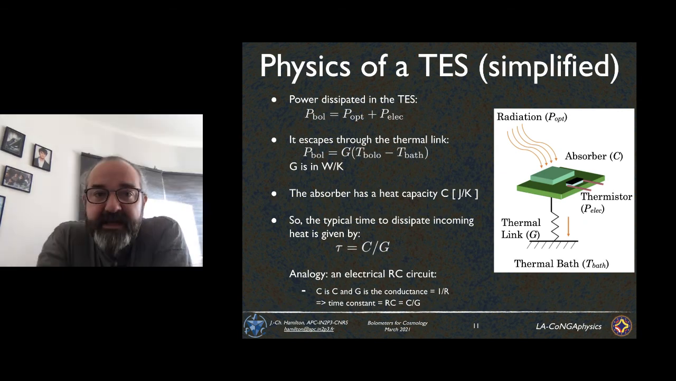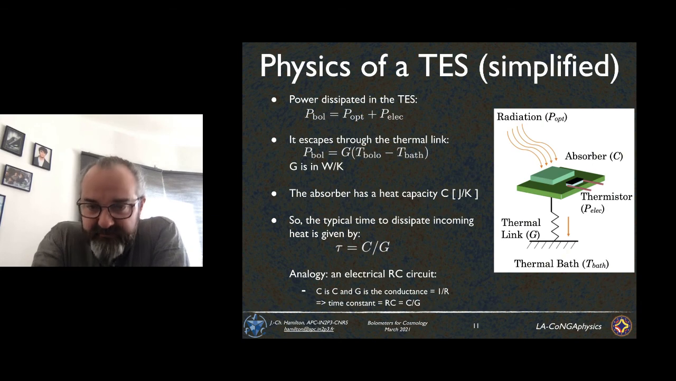So let's investigate a little bit the physics of a transition edge sensor. It's very simplified. Okay. So you imagine that you have radiation coming into your bolometer. So that's the optical power that is deposited here. You have the absorber that has a heat capacity C. You have the thermistor here, which is polarized.